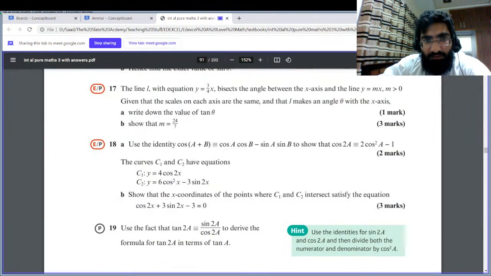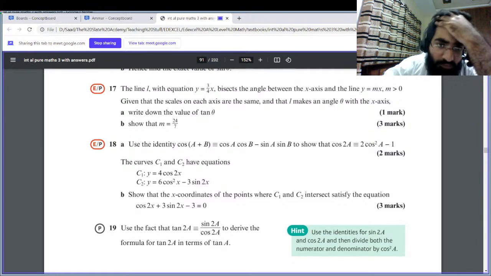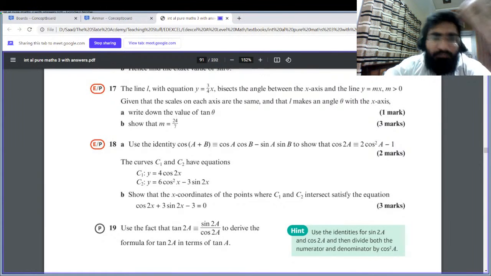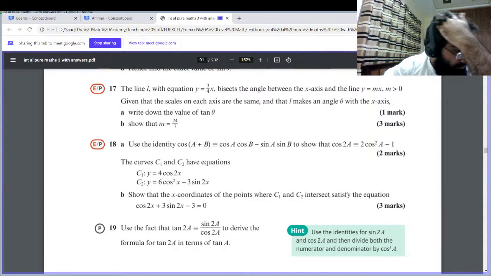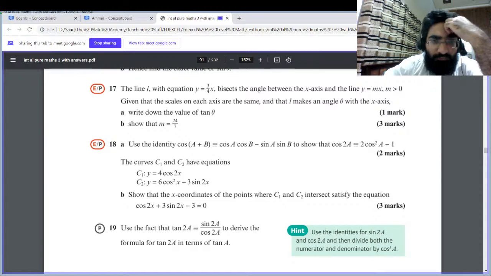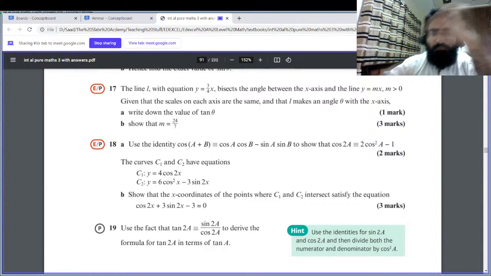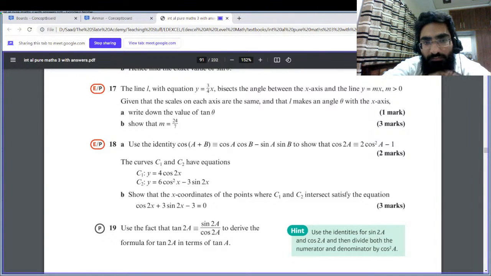Okay, this then. 18. Okay. 18. Use the identity cos to show that. Okay.